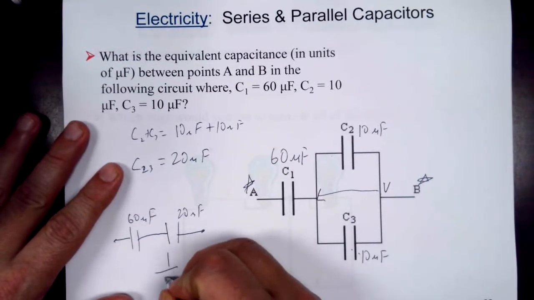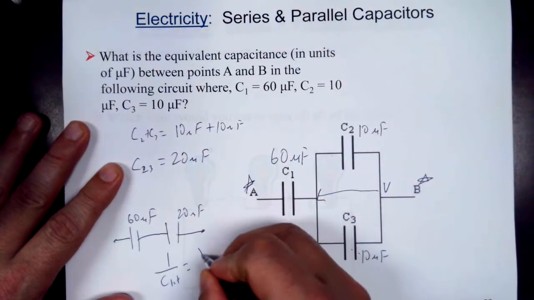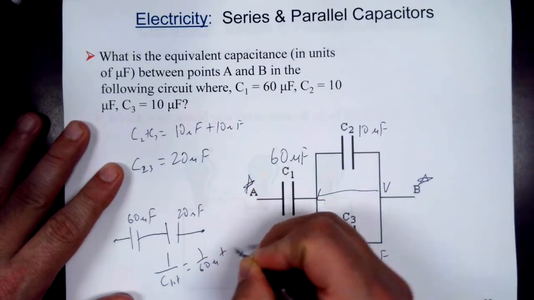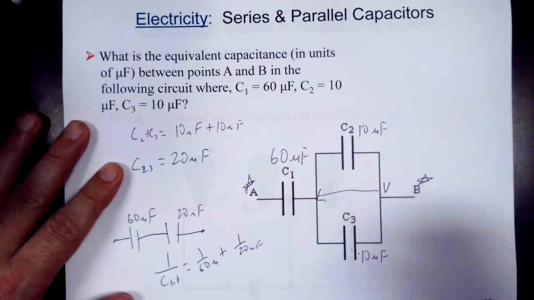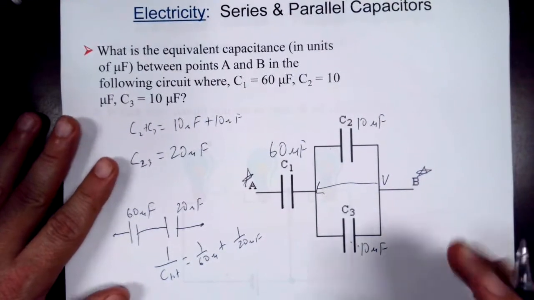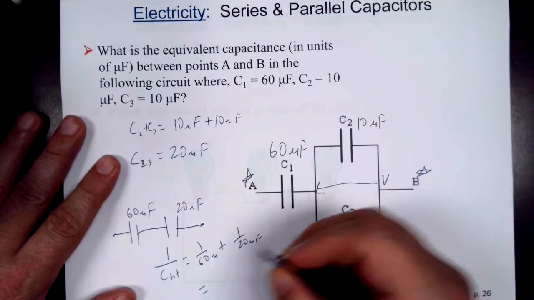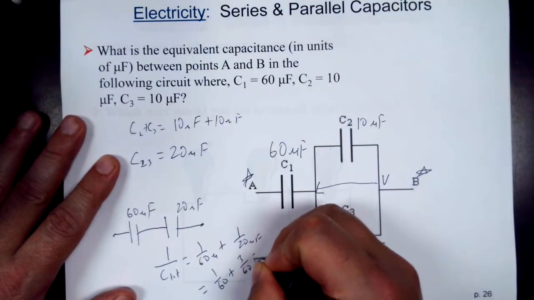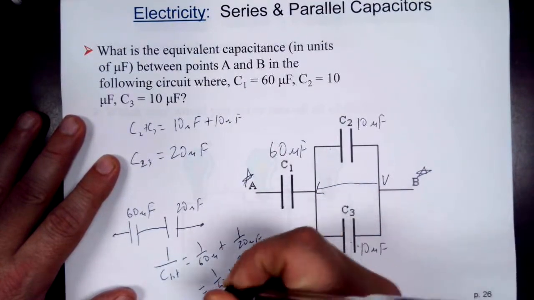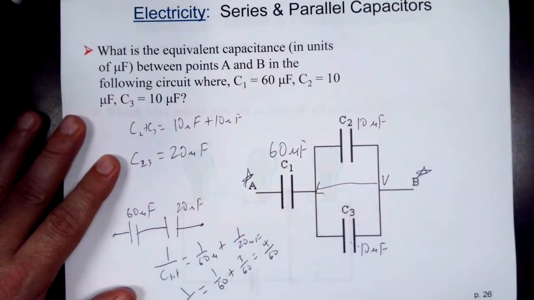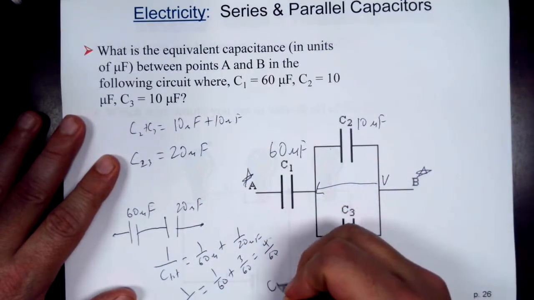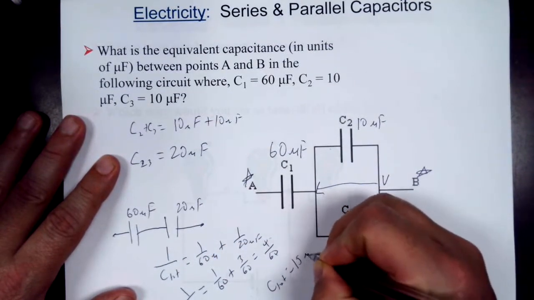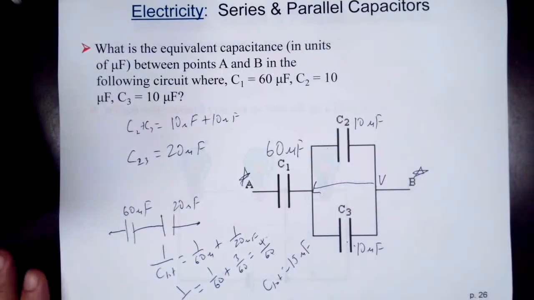To do that, it is 1 over C total equals 1 over 60 plus 1 over 20. To solve this, you would do 1 over 60 plus 3 over 60, which is equal to 4 over 60. And so you flip it, so C total is equal to 15 microfarads. Okay, so that's how you solve this.